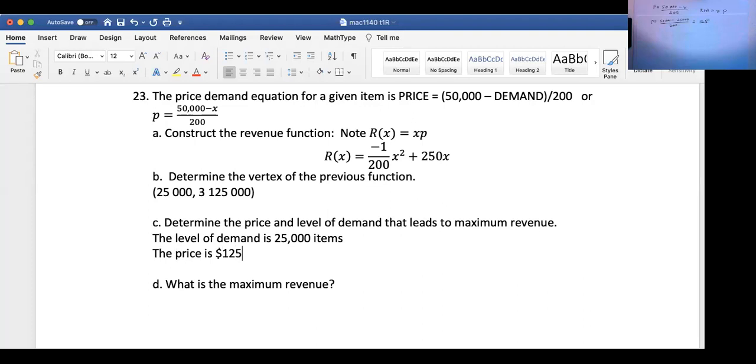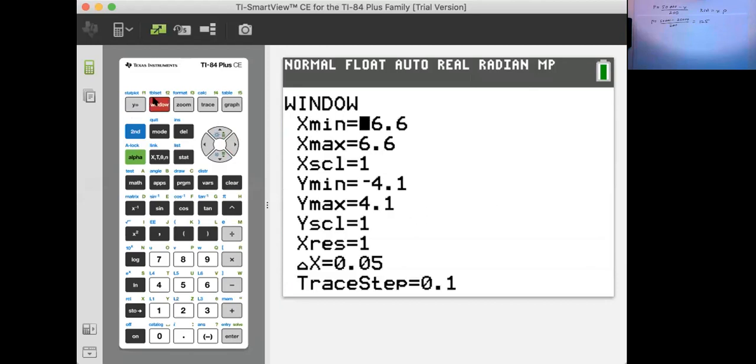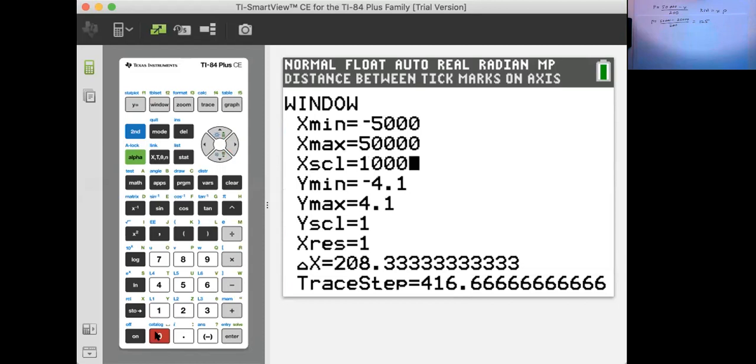Now, what do we believe the maximum revenue is? Well, we said the vertex of the function, which would be the highest point, right, is 3,125,000. So let's just clarify that using the graphing calculator. I believe I already have that in there. But my X is 25,000, so my window's got to at least go to 25,000. So maybe negative 5,000 on the low end, maybe 50,000 on the high end. Maybe we'll put a tick mark every 10,000. But then 3 million was my maximum, so maybe negative 200,000 up to 5 million, and we'll scale it at 1 million. And hopefully we'll be able to see our vertex here.